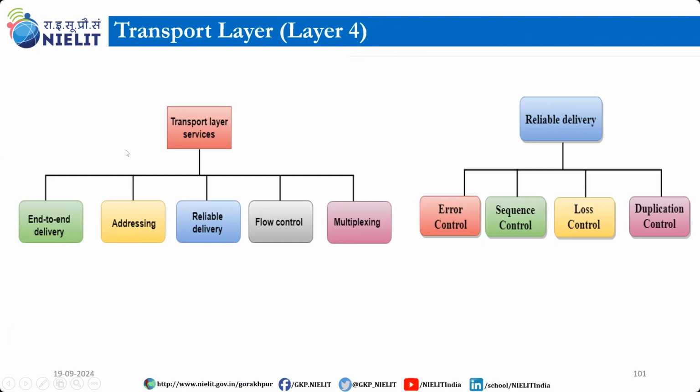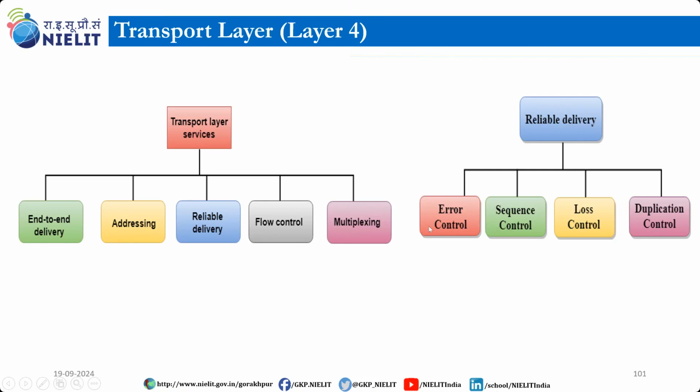So the transport layer has the following responsibilities: end-to-end delivery, addressing in the form of port number, service point addressing, reliable delivery with the help of the TCP protocol, flow control, multiplexing. This multiplexing is not related to physical layer multiplexing like TDM, FDM. This multiplexing is associated with multiple data streams being finally combined into a single stream with the help of software communications. Reliable delivery is achieved with the help of error control, sequence control, loss control, duplication control.